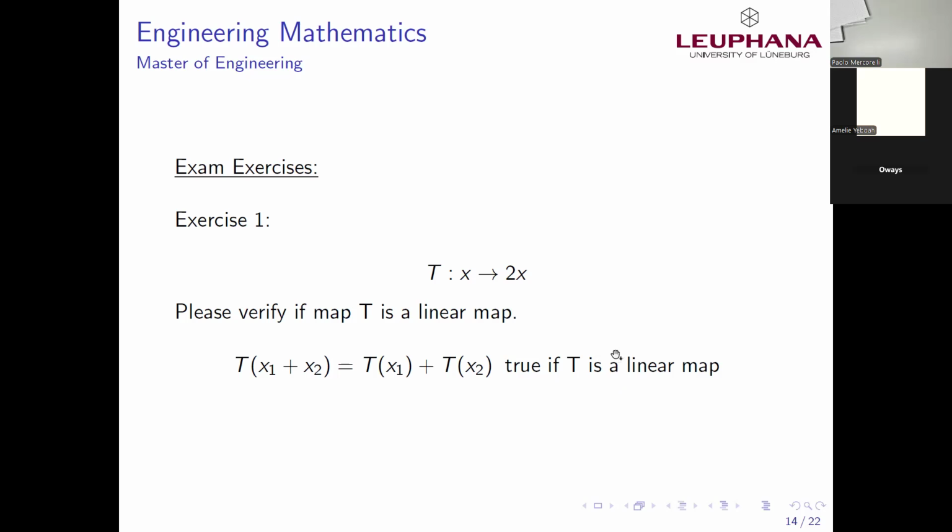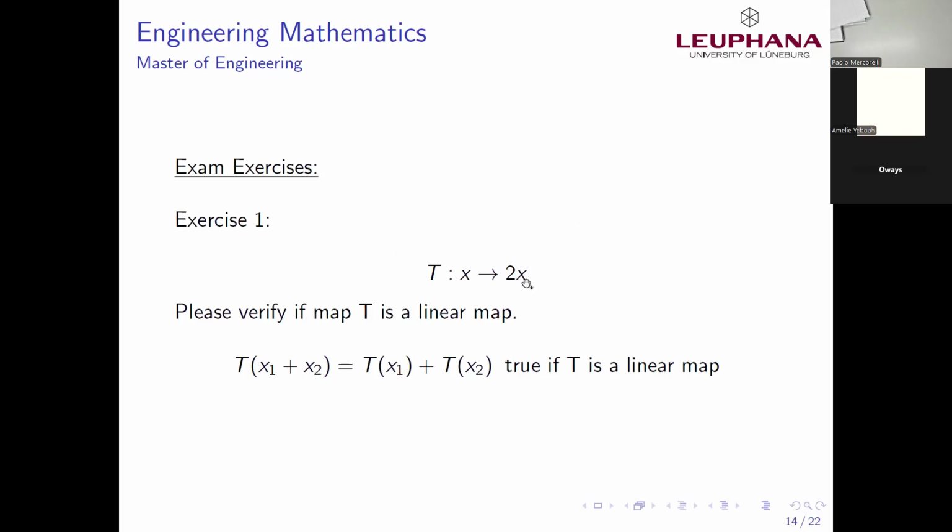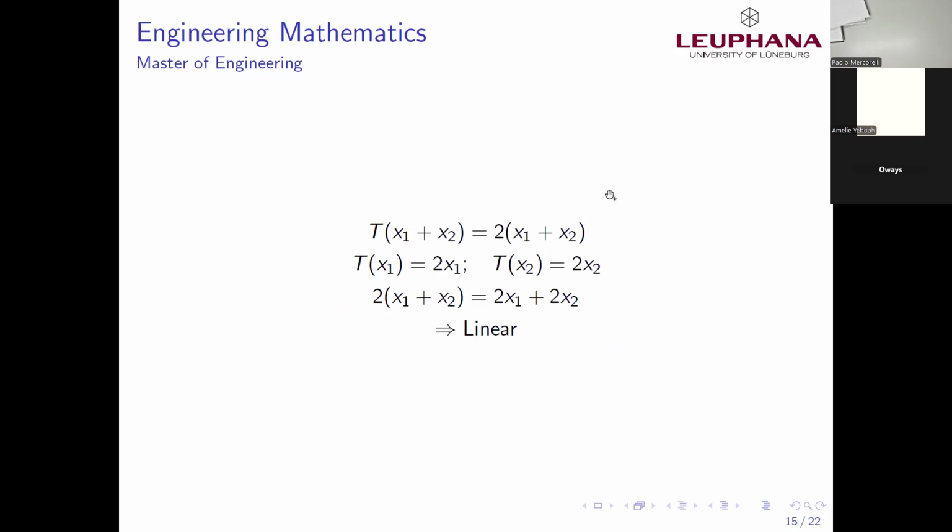We can see that it is valid, and I also have the solution. Look, T of x1 plus x2: I have two elements, x1 and x2, and according to the map, I have 2 times (x1 plus x2). Now, this expression can be seen as x1 equal to 2x1 and Tx2 equal to 2x2, because I can distribute, if you remember from high school or elementary school, this multiplied by this plus this multiplied by this.